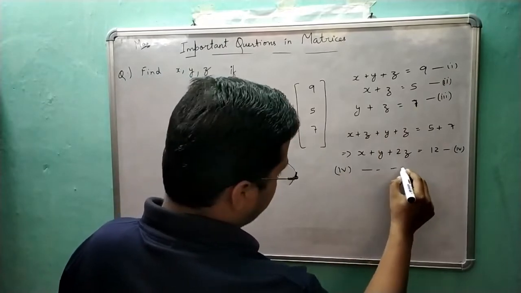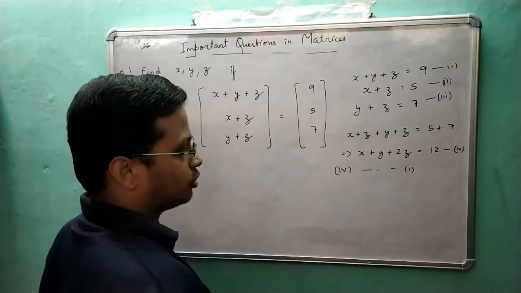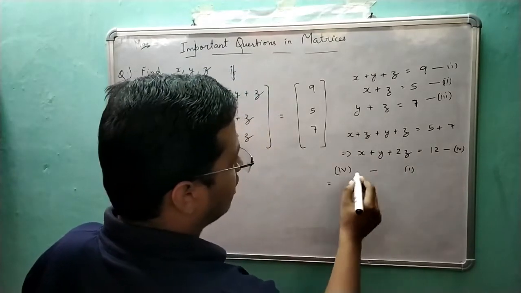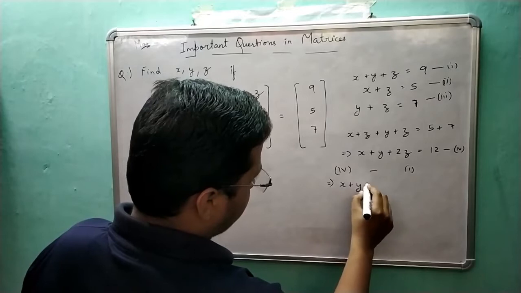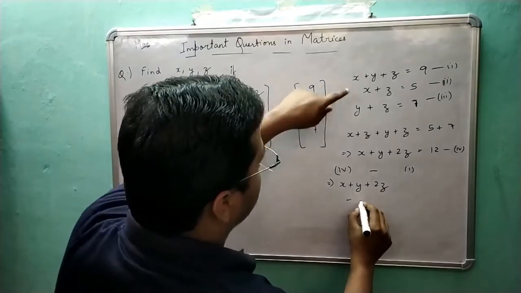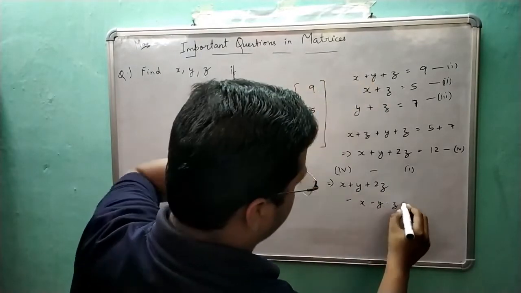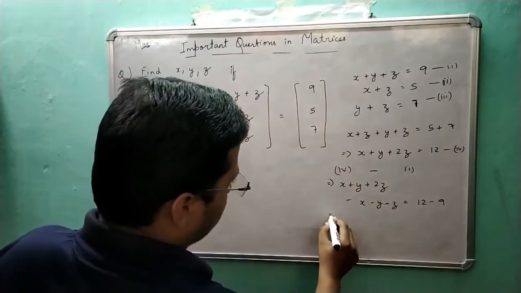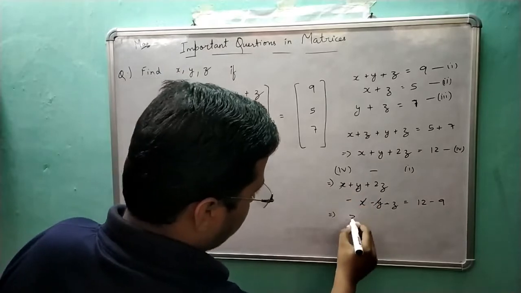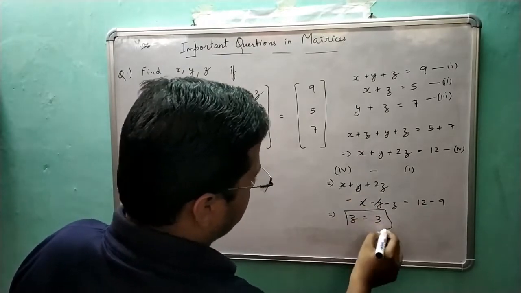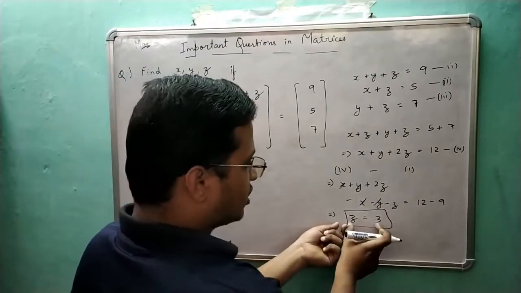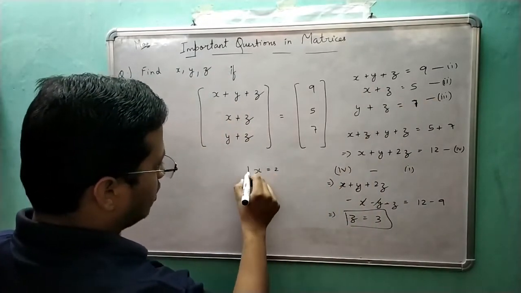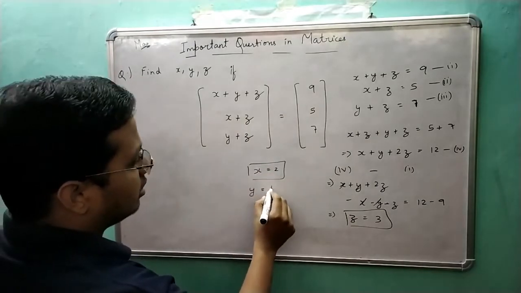Now let us subtract equation 1 from equation 4. See, this is just arbitrary. You can solve in some other method also. So subtracting, what will we get? x plus y plus 2z minus x minus y minus z is equal to 12 minus 9. So z is equal to 3. The value of z is 3. If we put z equals 3 in equation 2, x will be 2 and y will be 4.